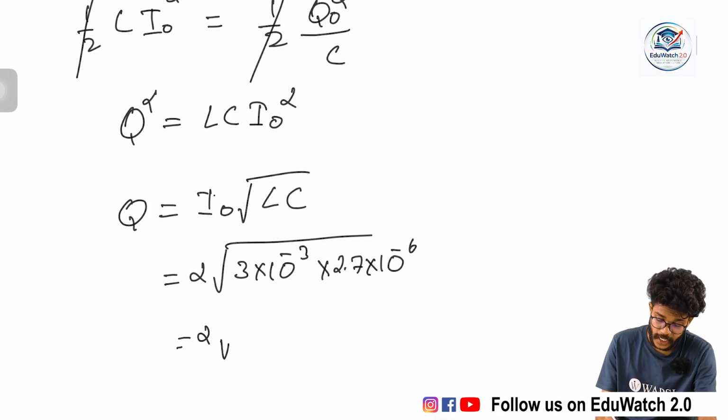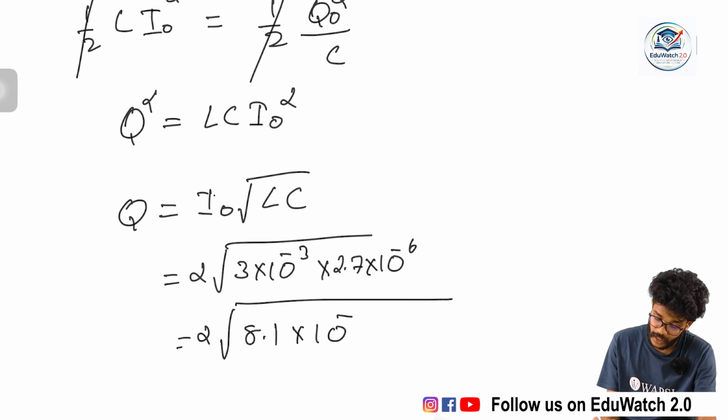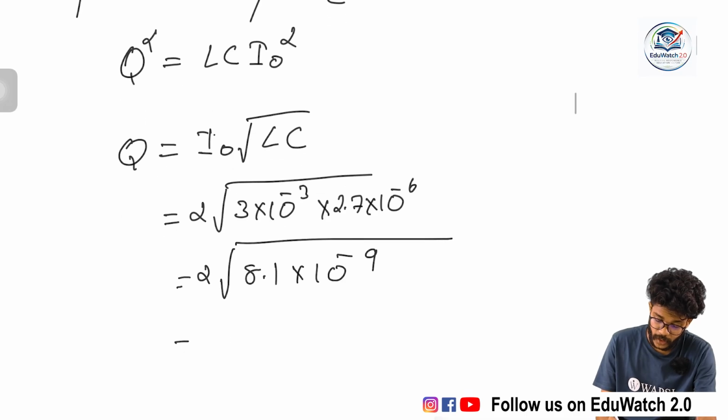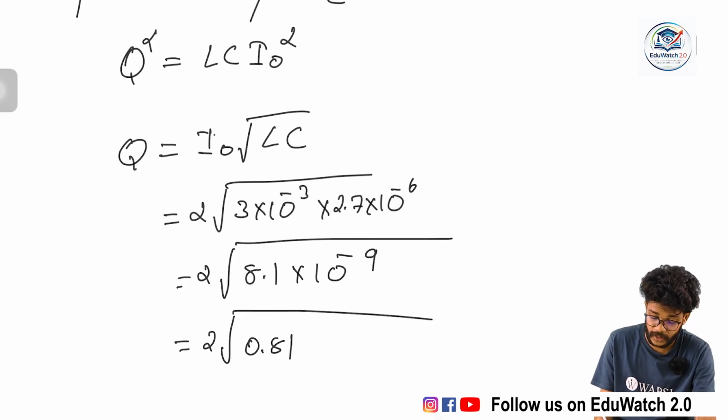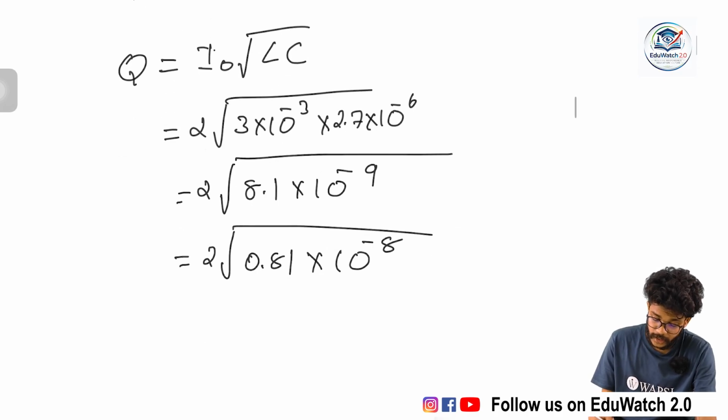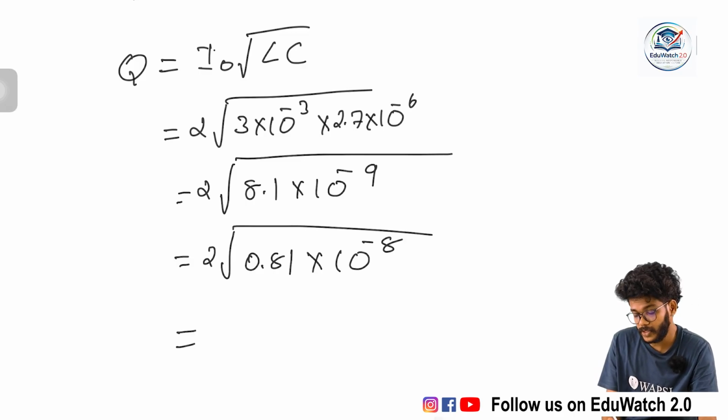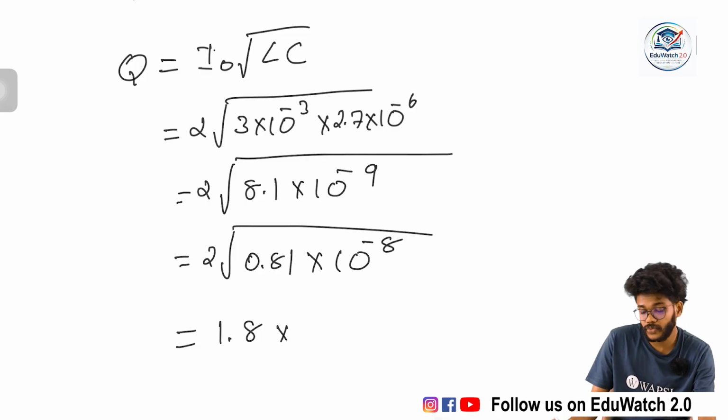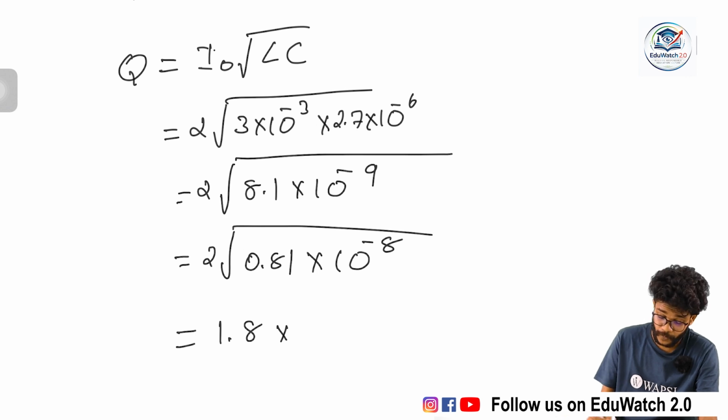2 into 8.1 into 10 raised to minus 9, which is equal to 2 into root 0.81 into 10 raised to minus 8. Okay. The root of 0.81 is 0.9. So 2 into 0.9 is 1.8, and root of 10 raised to minus 8 is 10 raised to minus 4. So 1.8 into 10 raised to minus 4.